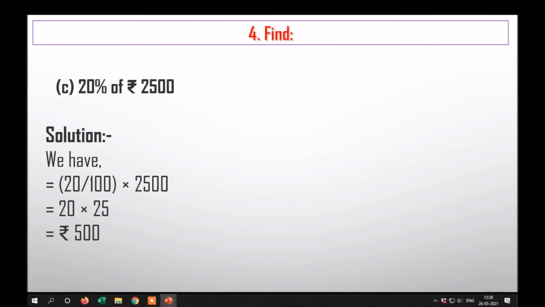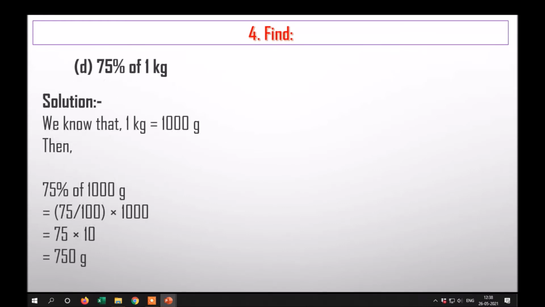20% of rupees 2500. 20 upon 100 into 2500. 0 will cut. So 20 into 25, that is rupees 500. 75% of 1 kg. We know that 1 kg equals 1000 gram. So 75% of 1000 gram. So 75 upon 100 into 1000, that is 75 into 10. So 750 gram.